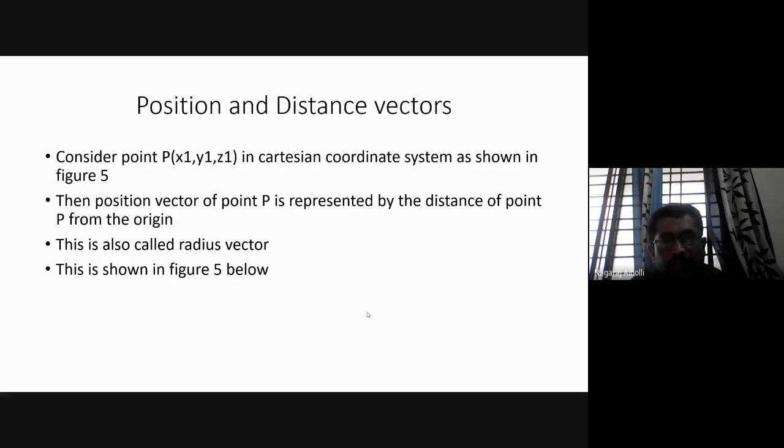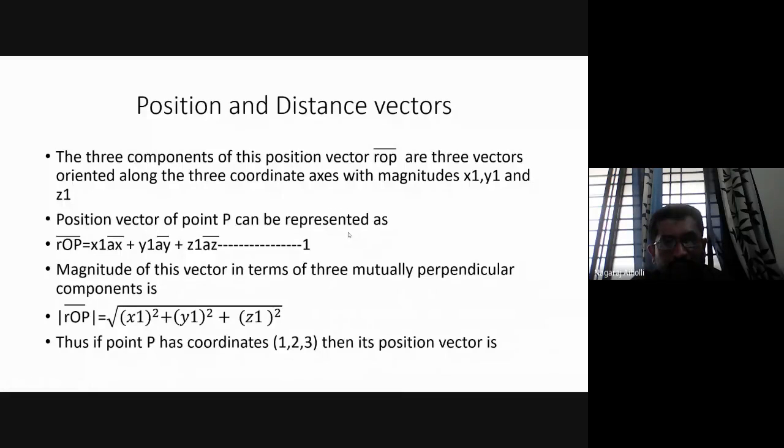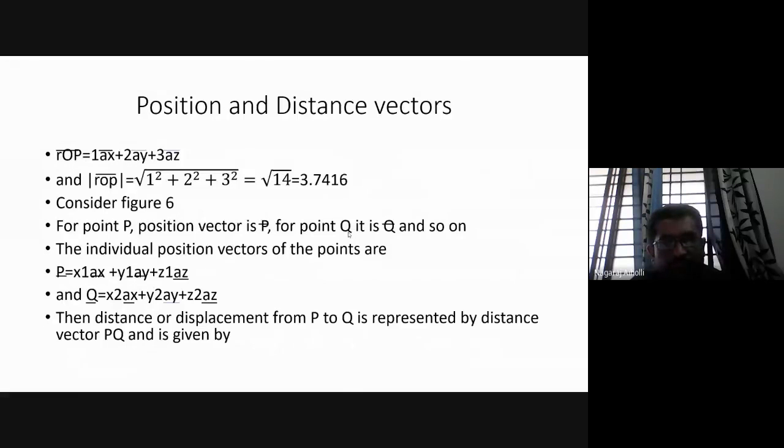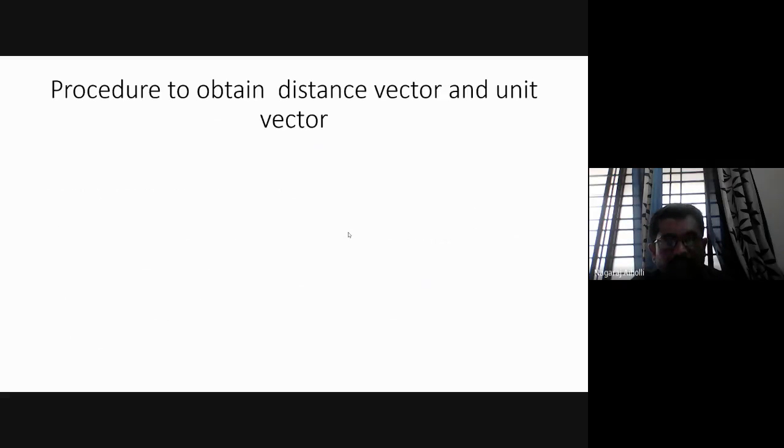Then moving on to the position and distance vectors, we discussed what a radius vector is. This OP bar is the radius vector. Once we found the radius vector, we found its magnitude. We also understood what a distance vector between points P and Q is, how to find it, and how to find its magnitude. And finally, the unit vector. That's all for today's class, students. I hope you all have understood.